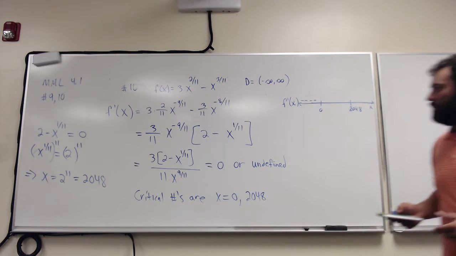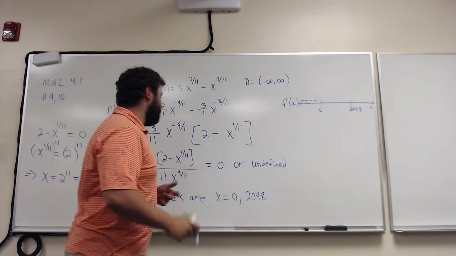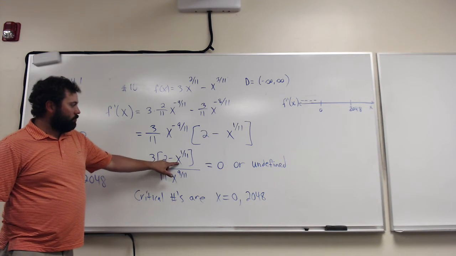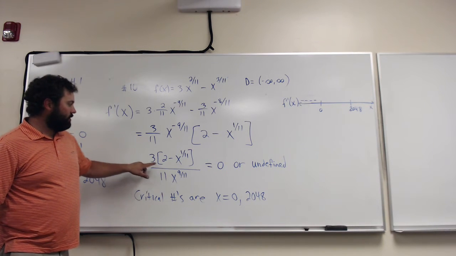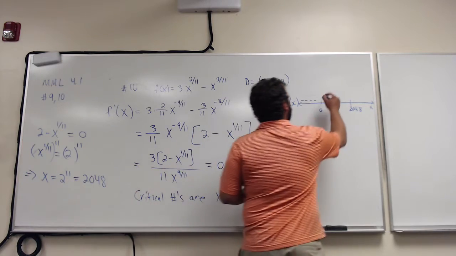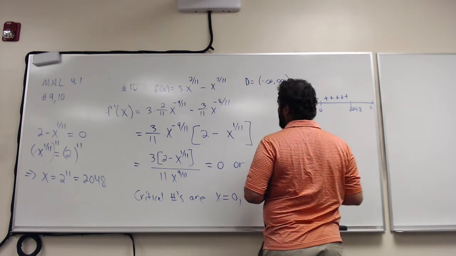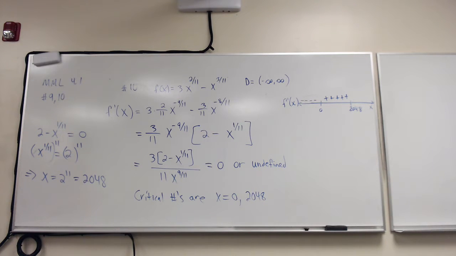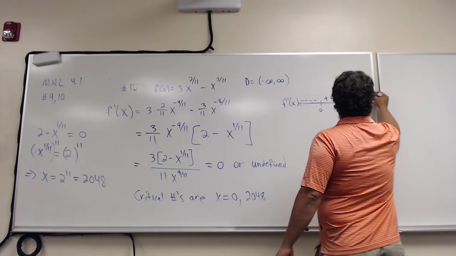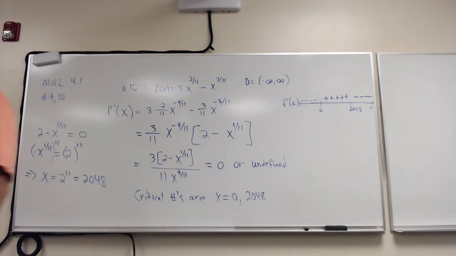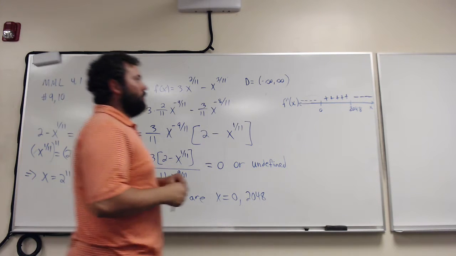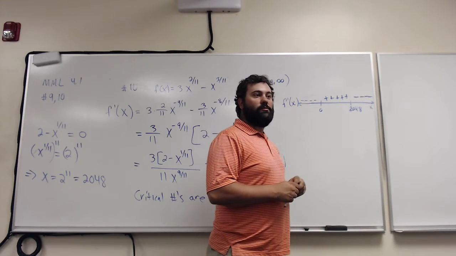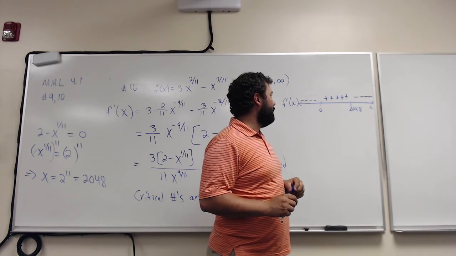If I plug something like positive 1, that's a really easy test value, because 2 minus 1 is positive, 11 times 1 is positive, and 3 is positive. So if you plug in a positive number into the derivative, you get a positive, and then I'll let you check for yourself, but I think if you plug something bigger than 2048 in, it is going to switch back to a negative. But be careful, it isn't always going to be the case that it alternates every time. Right? You can have a critical number where the derivative stays the same sign. So make sure you are testing the intervals.